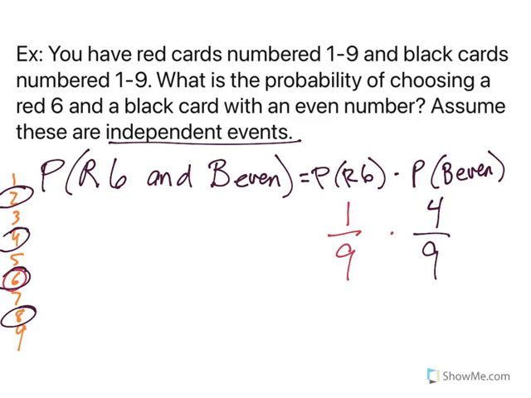If I look numerator to denominator, can I simplify or reduce anything? No, because in the denominator I have 9s and in the numerator I have a 1 and a 4. 4 does not divide evenly into 9, so we're golden. So I just multiply straight across. 1 times 4 is 4. 9 times 9 is 81. So the probability of choosing a red 6 and a black even number would be 4 out of 81. And I believe that is playing with the multiplication rule and independent events.